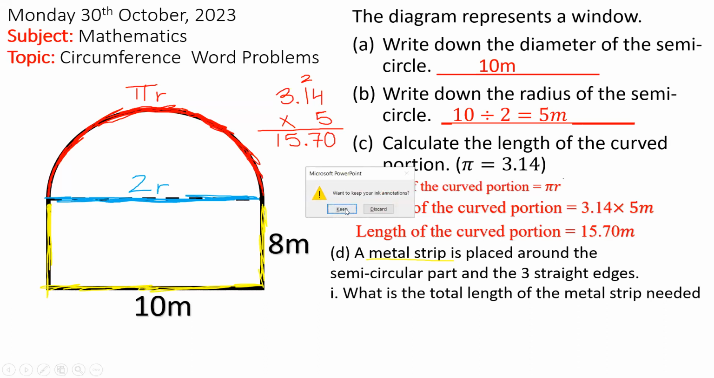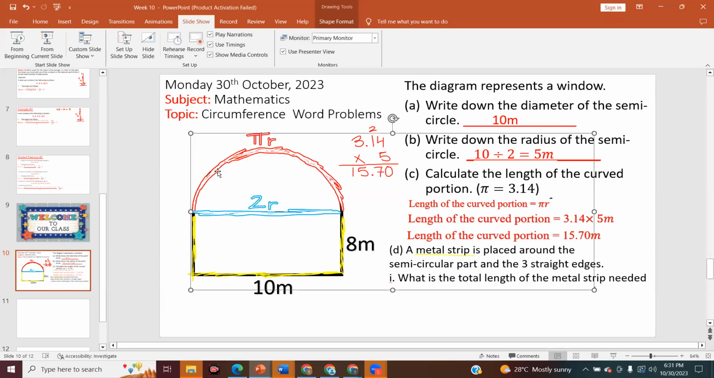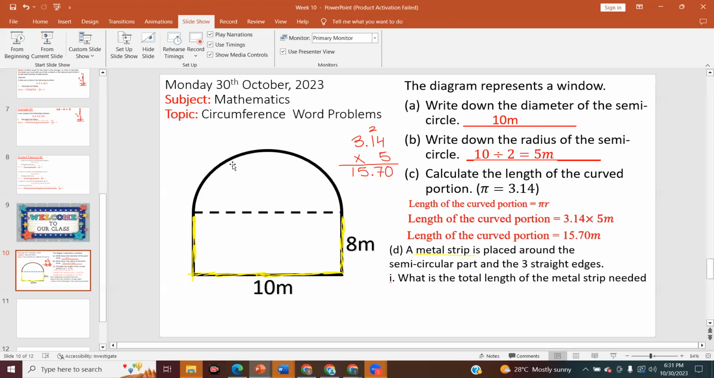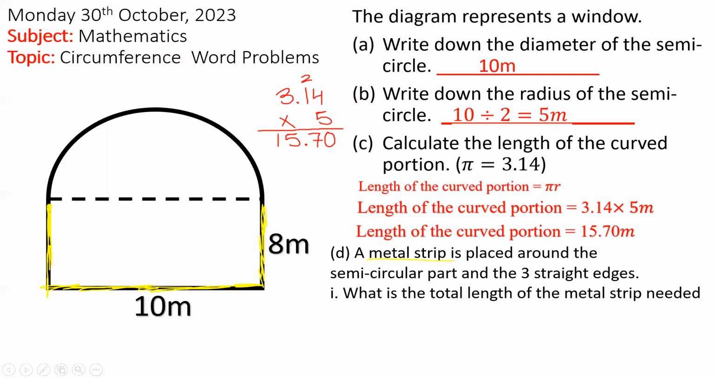I actually have to move this. Can I move this without disturbing a lot of things? Okay, I guess I could. So the yellow part is where I'm going to put the metal strip, all of this, over the window. So it's going to be over the curved part and over the three edges, okay? Now they want the total length of metal strip needed to cover the whole window.